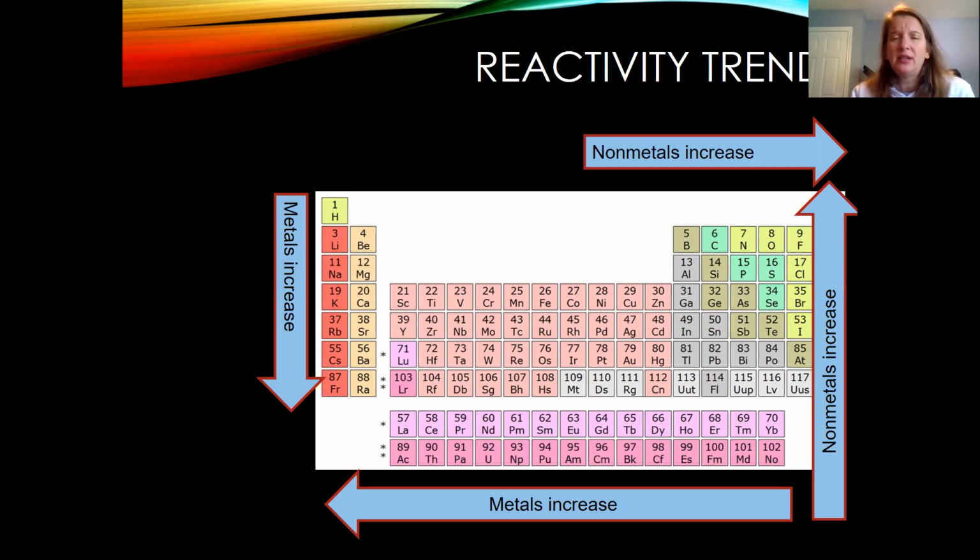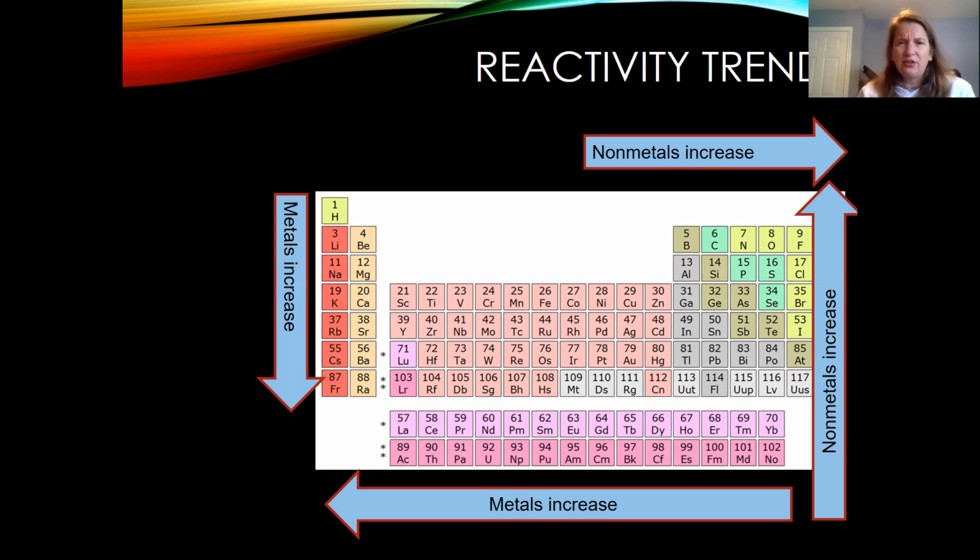We did touch upon this in the development of the periodic table video, but let's talk about this now that we've talked about the attraction between the protons and the electrons, because this might make more sense. The first thing that's important to note is that the trend for reactivity differs between the metals and the non-metals, as you can see right here on this periodic table. The trend for reactivity of metals increases down and to the left, and the non-metal trend is going to increase up and to the right.